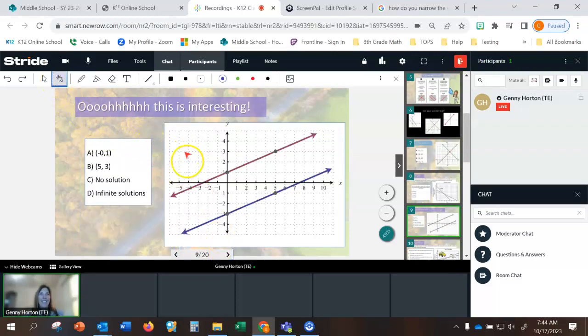Okay, so this is interesting. We already talked about it though, right? They'll never meet. They're parallel lines, so it's no solution.